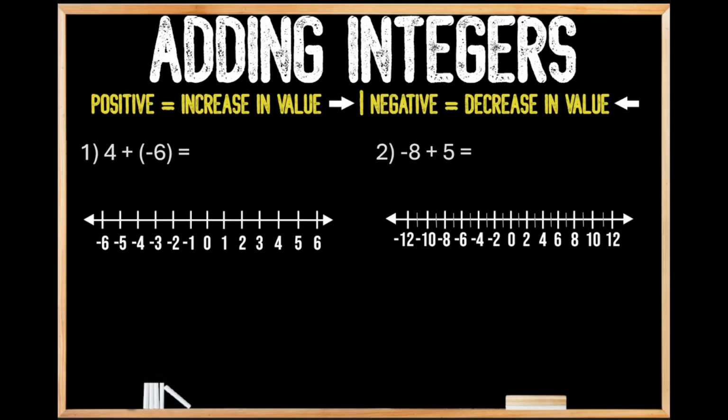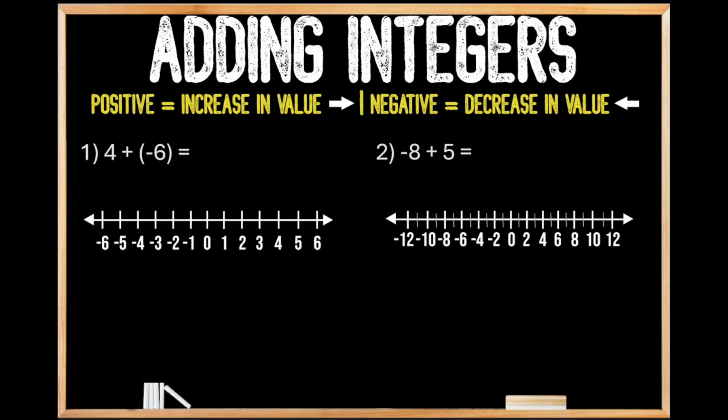And as we can see up top here highlighted in yellow, when we're adding a negative integer, it means that we're going to be decreasing in value. And then we can see that we have an arrow that points to the left. And that tells us that when we're working on a number line, if we're adding a negative integer, it means we're going to be moving to the left on the number line.